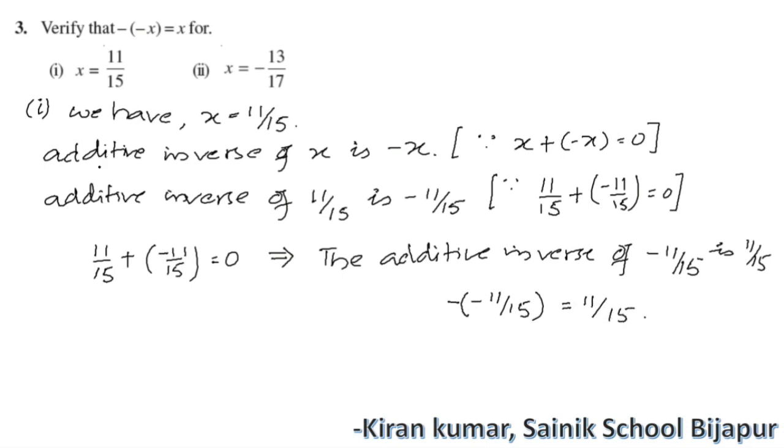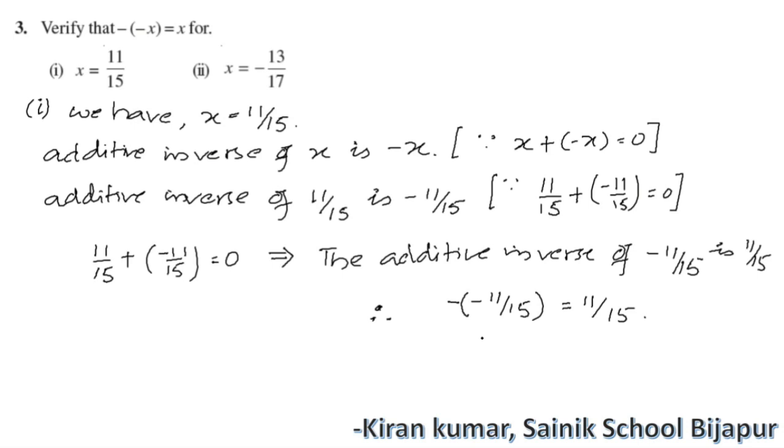Because look at the logic here. Whenever there is additive inverse, we take minus of the particular number. Here x was there, so negative x is being considered. Therefore, the additive inverse of minus 11 by 15 is positive 11 by 15. Hence, I can say that negative of negative 11 by 15 is positive 11 by 15. Hence, we have verified it.